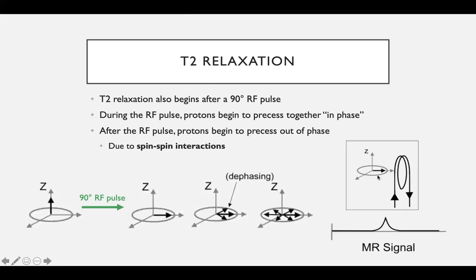And like current can produce magnetism, the opposite occurs as well. So magnetism can produce current. So the magnetic vector here is going to produce a very small amount of current that we can measure. So we can measure the transverse component of that magnetic vector.